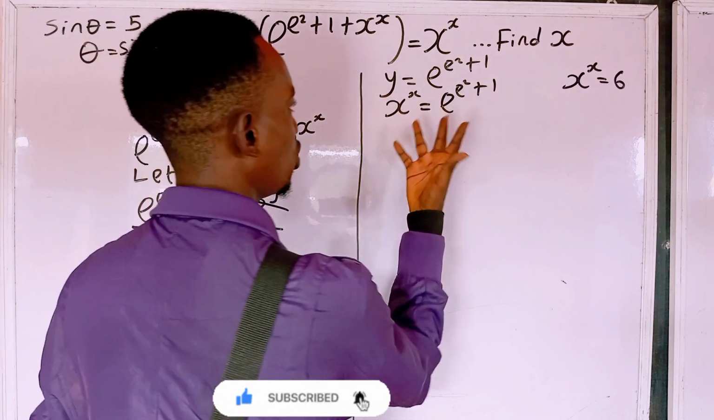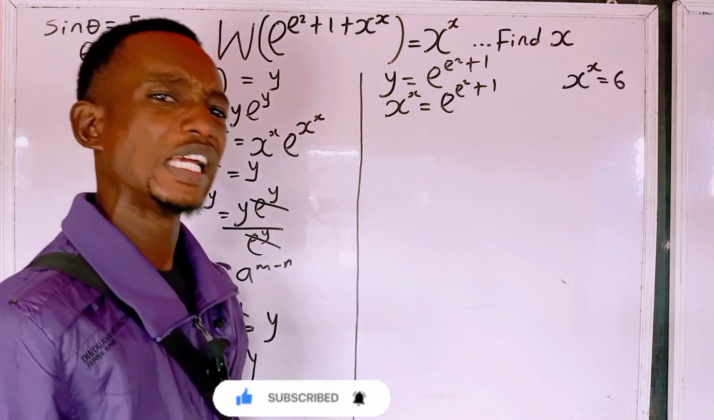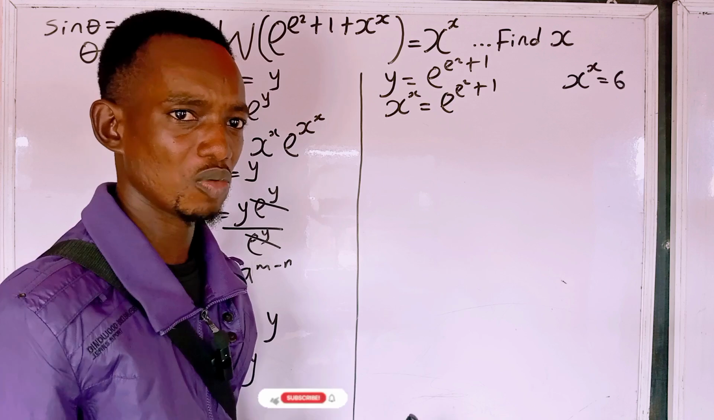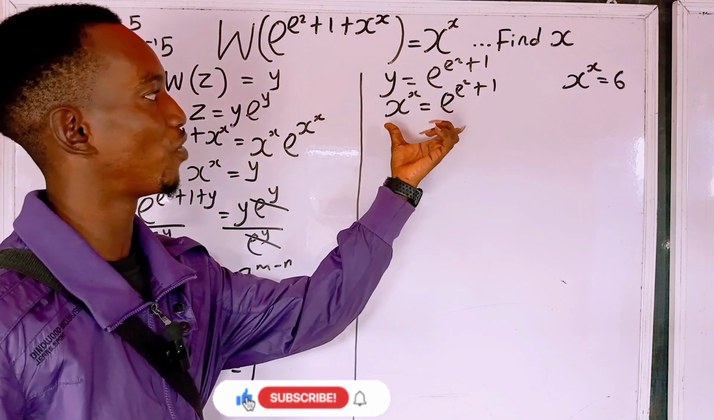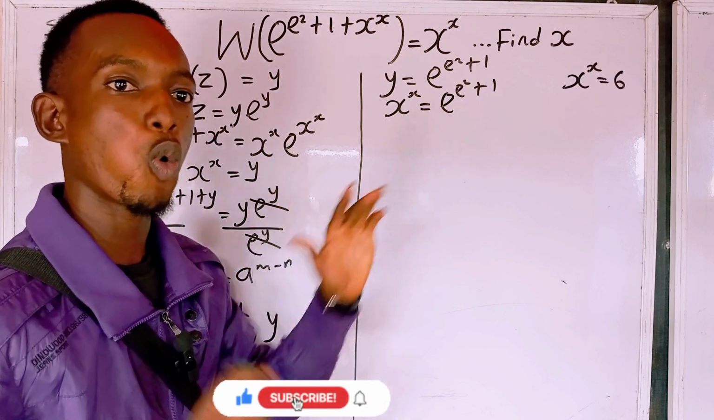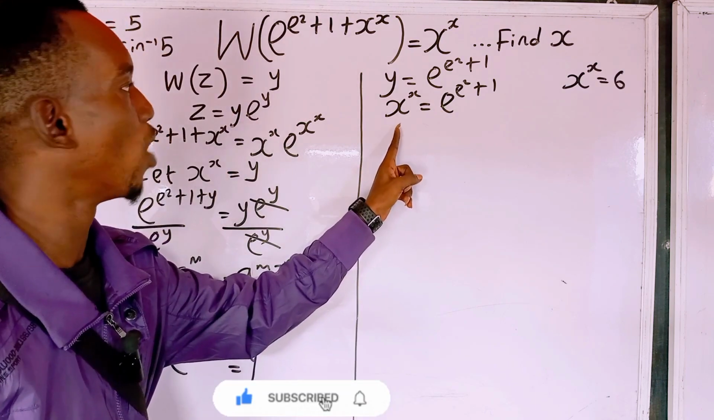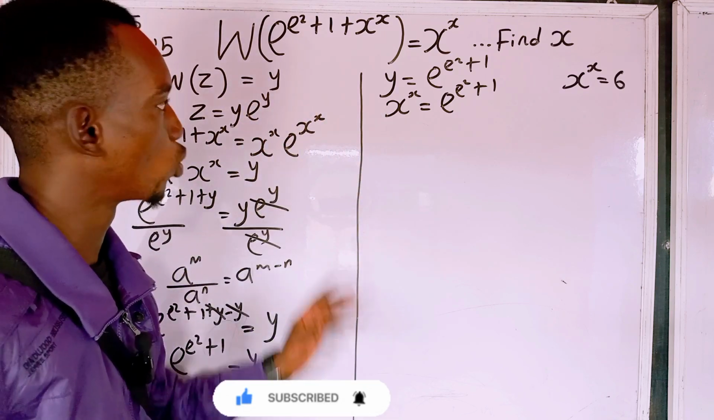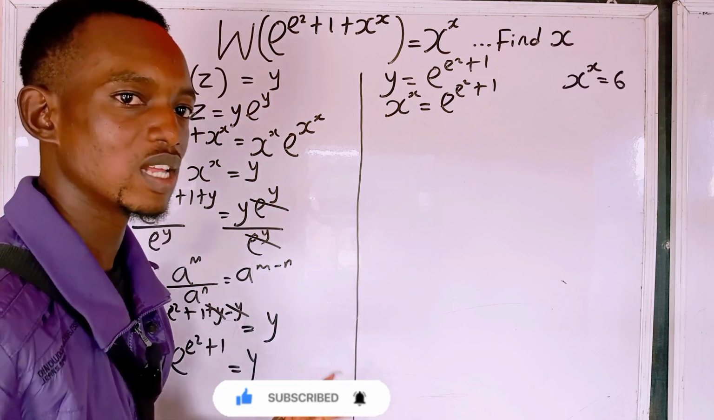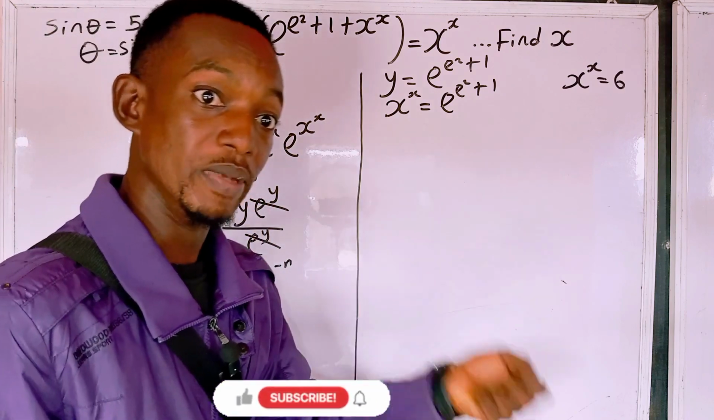Now, how do we use the Lambert omega function here? In case you don't know the Lambert omega function very well, don't be confused. By definition, if we're to use the Lambert omega function to solve this question, what we should do is make this variable have the form of y e to the power of y.